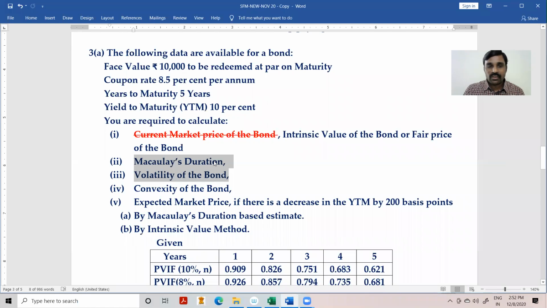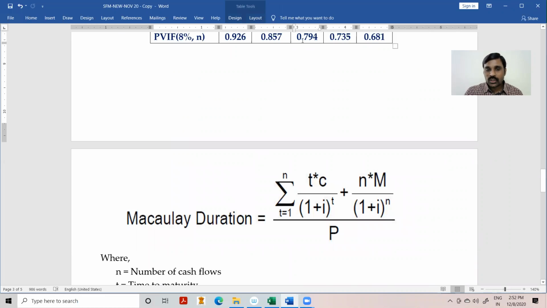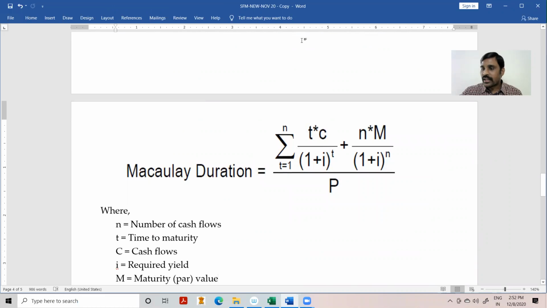So this is the duration. The study material has given one formula for calculating the duration. Let me decode that formula here. This is the formula given in the ICAI study material. It looks somewhat clumsy, but it's very straightforward. You have to rearrange the formula. First, take out this portion.